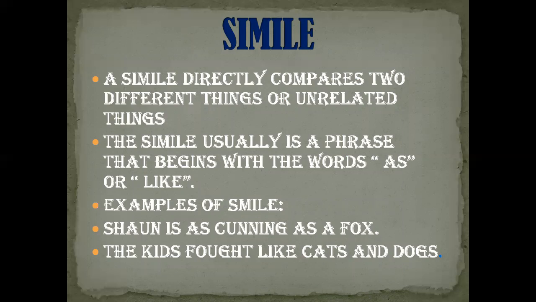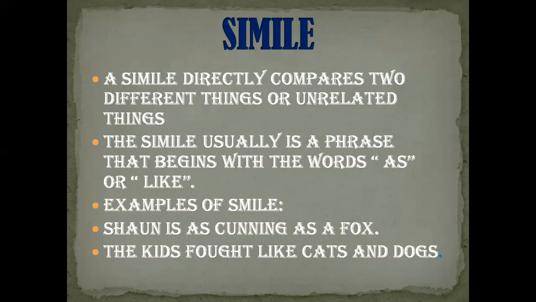Now here are two examples of simile. Sean is as cunning as a fox. Now here we are comparing Sean's cunningness with a fox. You all know that a fox is an animal that is famous for its cunningness. It is a very sly animal. So here we are comparing Sean's cunningness with a fox.